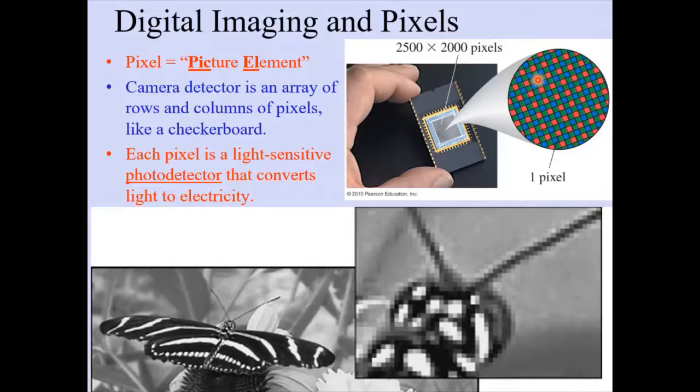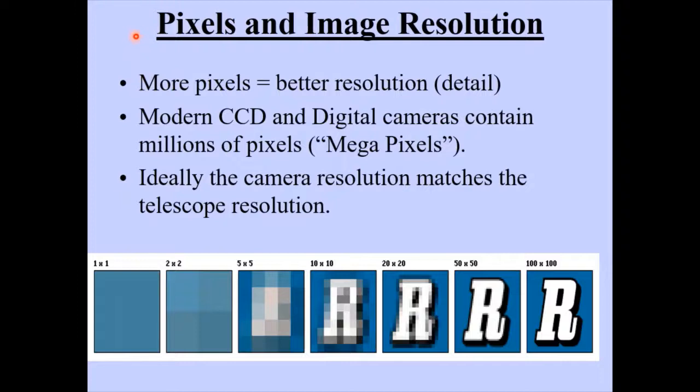that can be processed. So if we look at a digital picture like this, a black and white picture of a butterfly, and if we zoom in on the butterfly's head enough, we can actually start to see the pixels in the image that make up this image on the left. So the pixels allow the image to have resolution. The basic idea is that more pixels provide better resolution or detail.